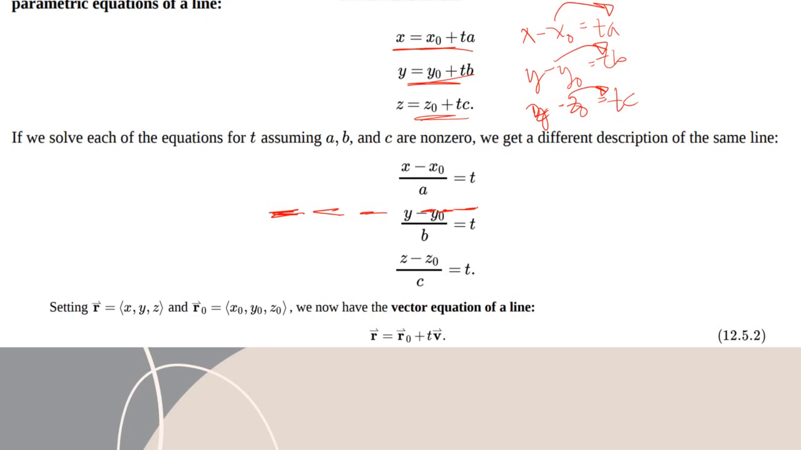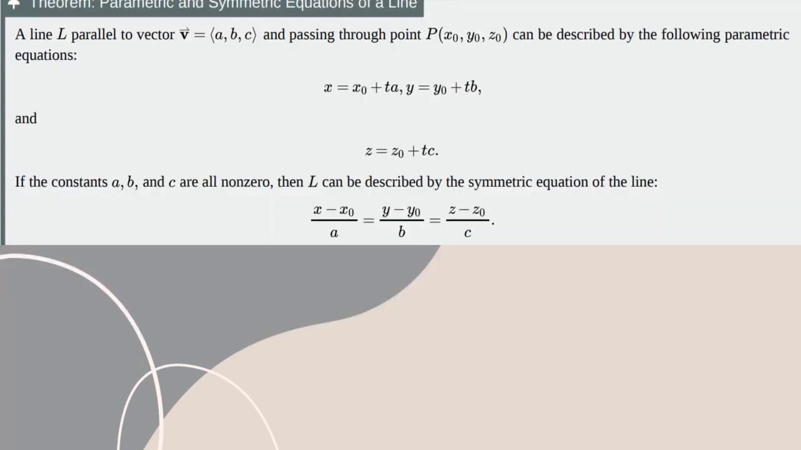Now, gikan ani diri class, we can get the values of t here. And since equal man sila tanan na t mo na, diba? We now call them the symmetric equation of the line. Kani sila tanan, these are all equal to t. Okay?